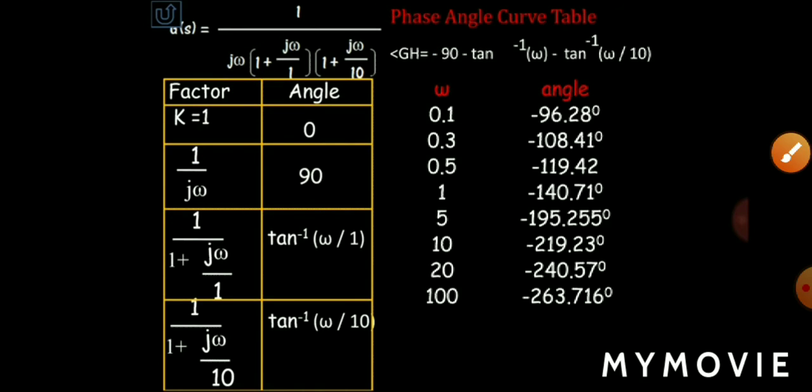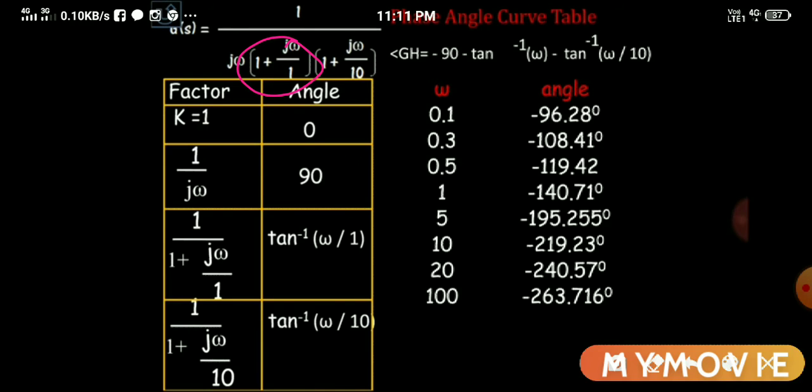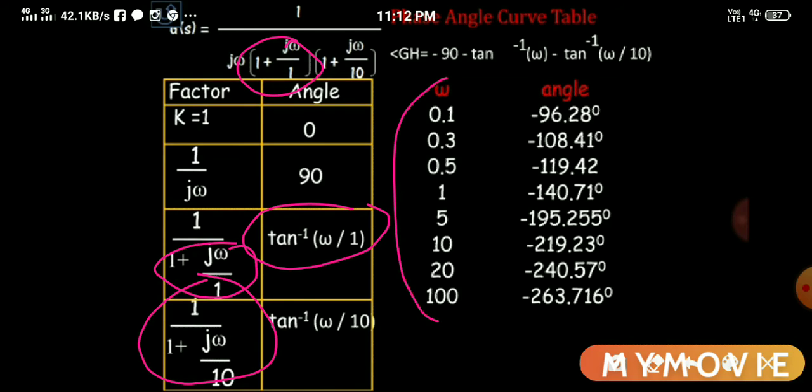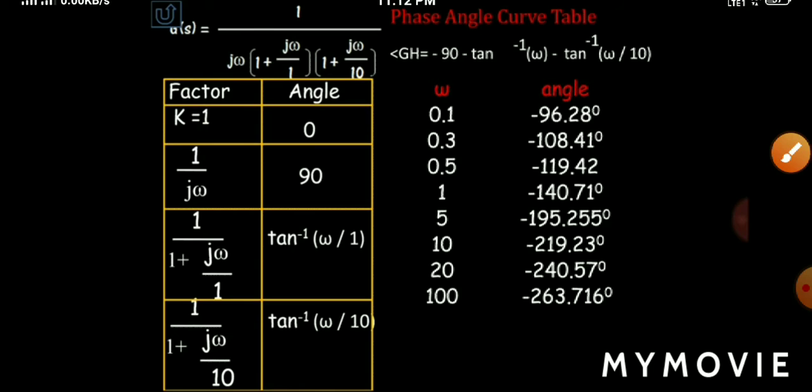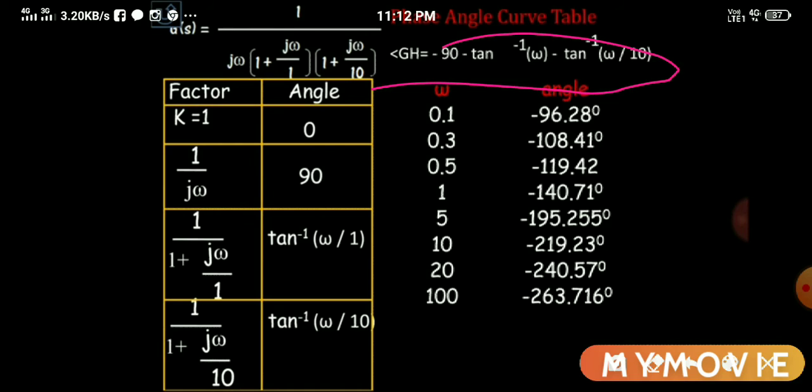So, next is the phase angle plot. Whatever transfer function we got, the same thing I took here, where s is replaced by j omega. Same thing, K equals 1. So the angle, if you check, is 1 plus j0, so the angle will be 0.